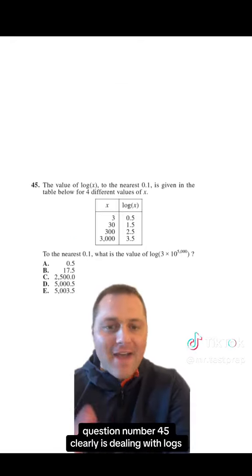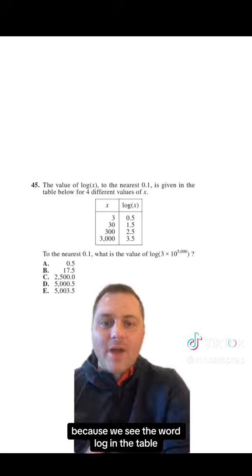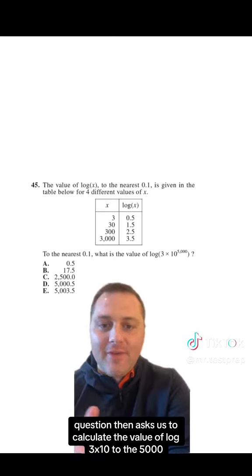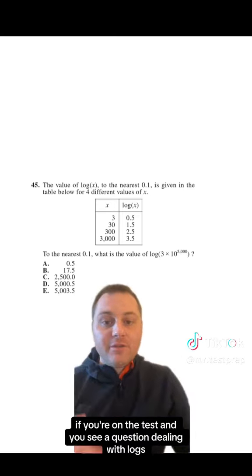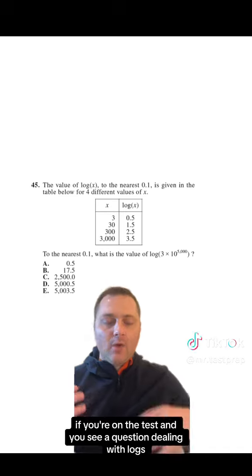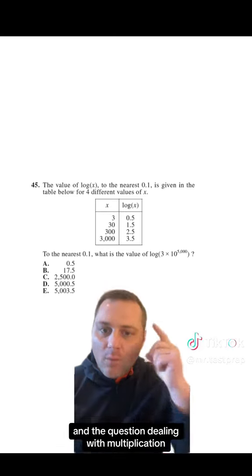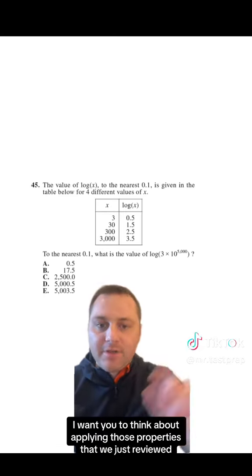Question number 45 clearly is dealing with logs because we see the word log in the table. The question then asks us to calculate the value of log 3 times 10 to the 5,000. If you're on the test and you see a question dealing with logs and a question dealing with multiplication, I want you to think about applying those properties that we just reviewed.